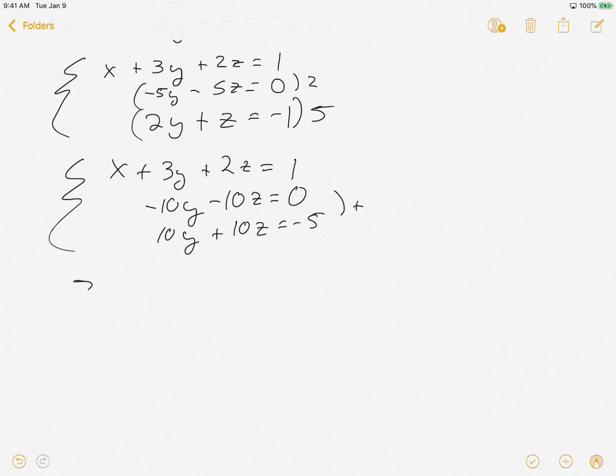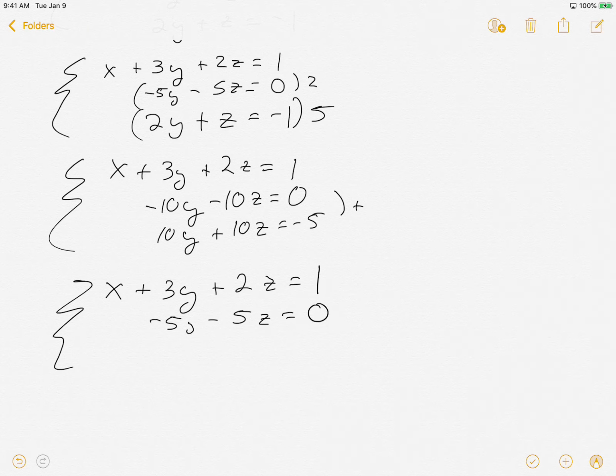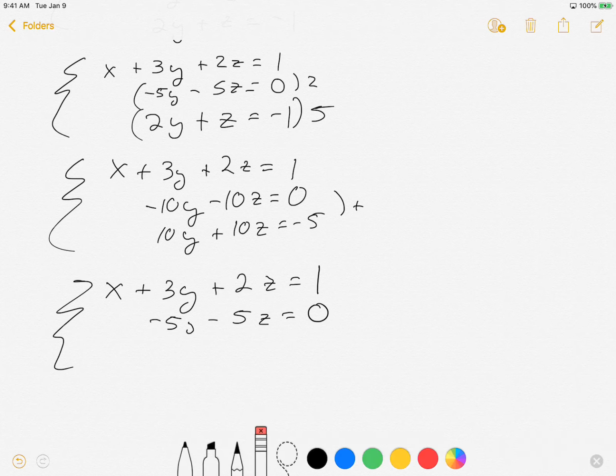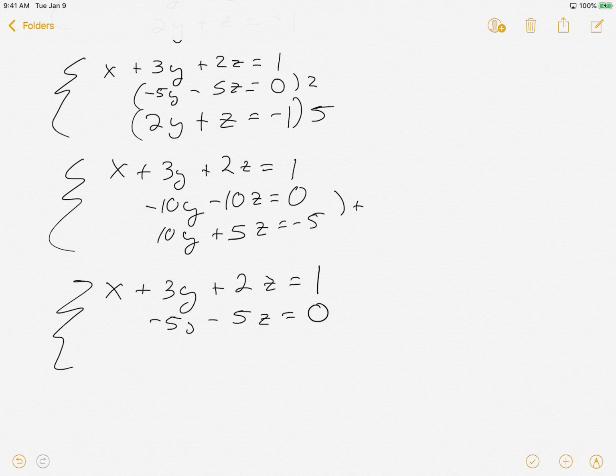Add those two. Top equation is x plus 3y plus 2z equals 1. I can revert the second equation. Last equation we get 0. Oops, I made another mistake. Oh, I'm so sorry. That should have been a 5. So anyways, -10y and 10y is 0. -10z and 5z is -5z. And 0 and -5 is -5.